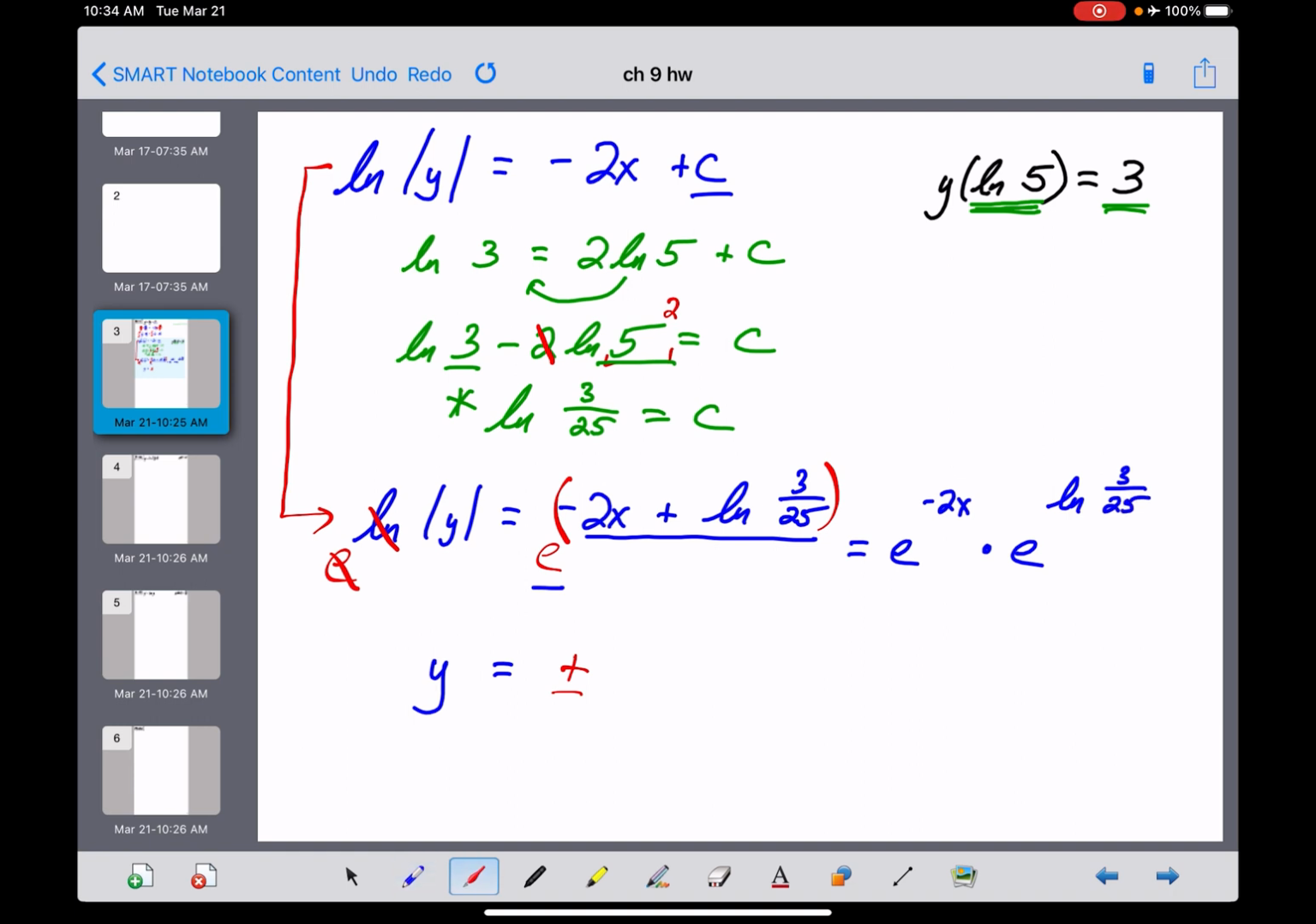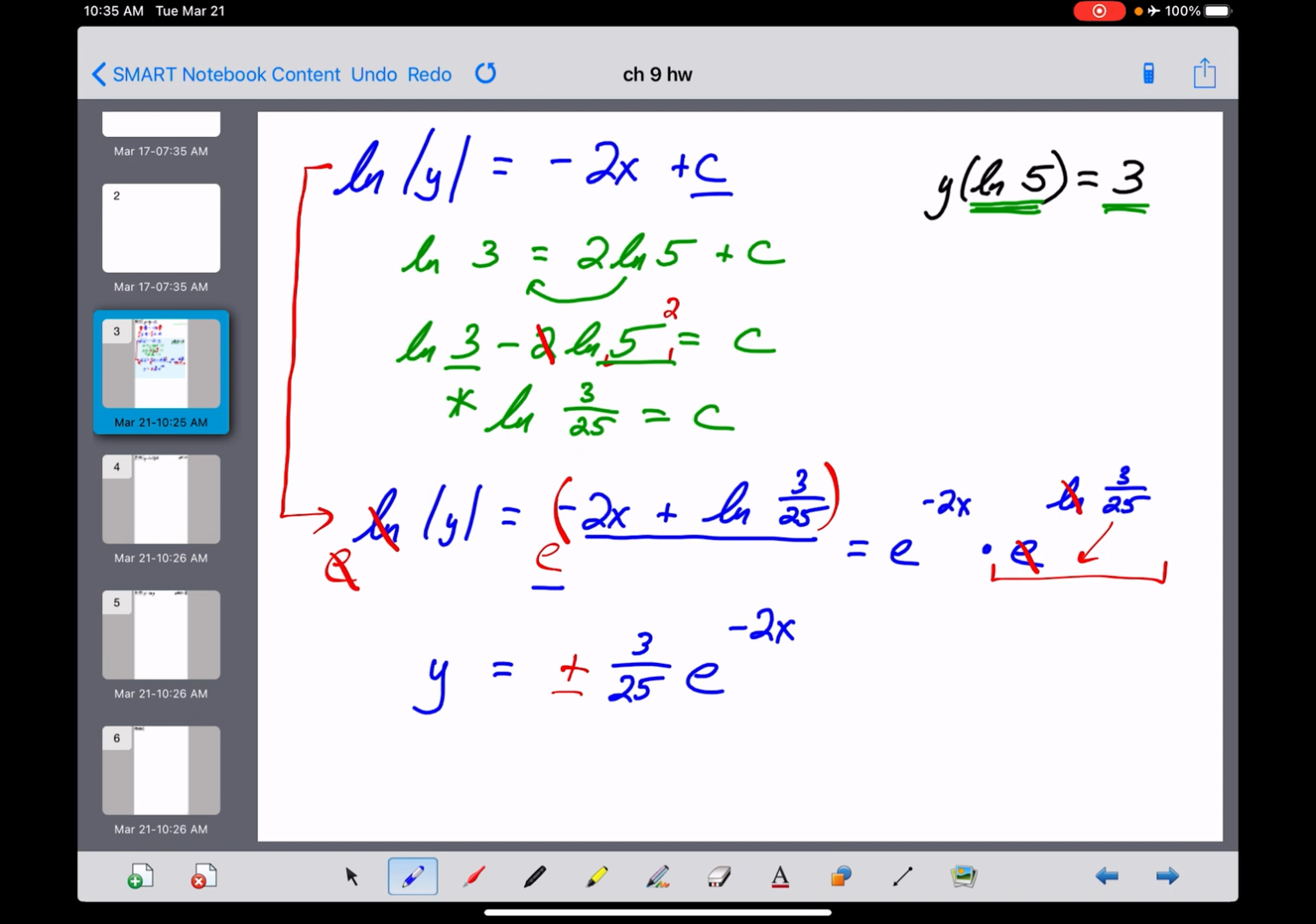And the benefit to doing it that way is this expression simplifies a lot. The e and the natural log cancel out, and that 3/25 then just drops down to the main level. So that's what I've got right here, guys. I'll put that out in front because it's prettier there. 3/25 multiplied by e to the negative 2x power.